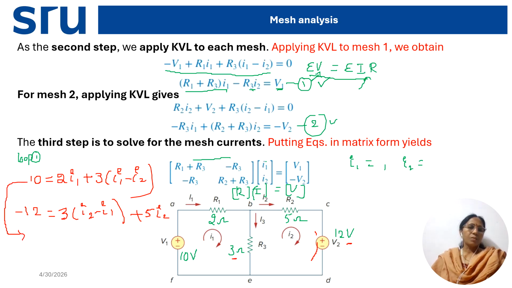Solve these two equations. If you want, we can write equation 1 like this: 10 equals 5I1 minus 3I2 is the first equation, and the second equation is minus 12 equals minus 3I1 plus 8I2. Solve these two equations and you will get I1 and I2 values.